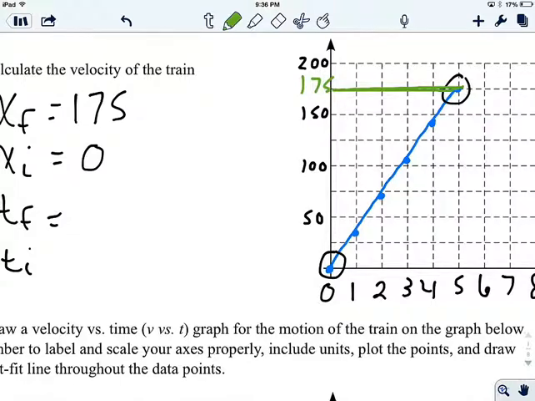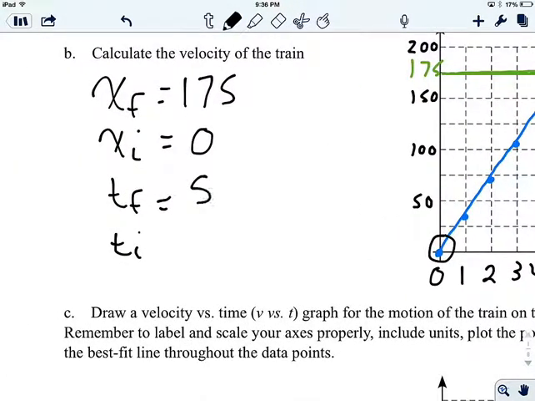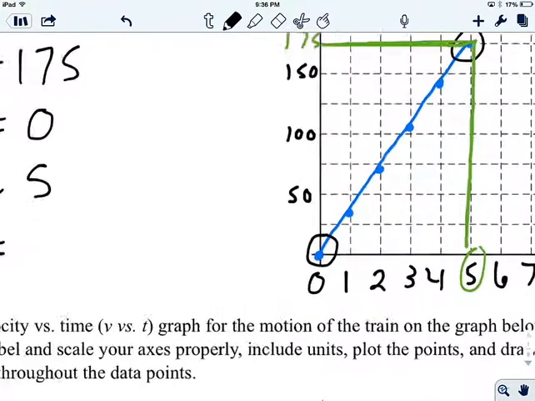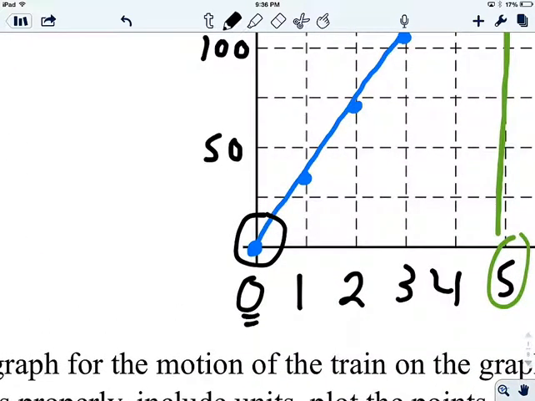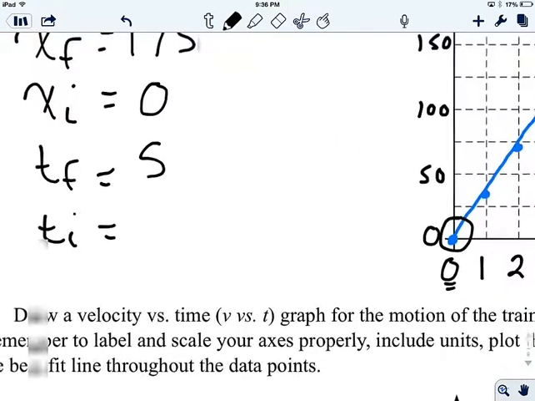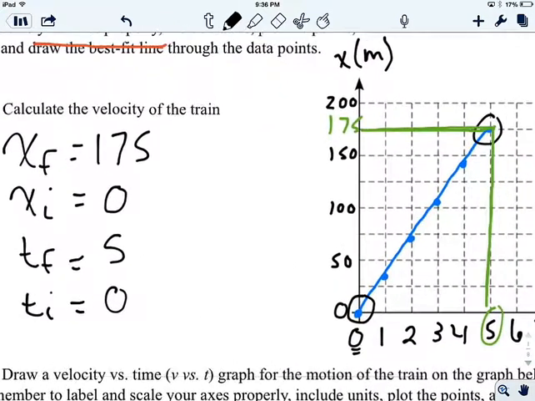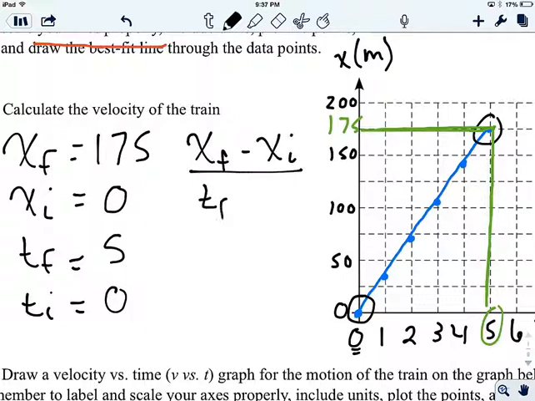Now, it wants my final time, so I'm going to draw that all the way down, and I see my final time was 5. Okay, so 5 is my final time. And I look over here, my initial time again was 0. Should put a 0 here. Look at that. There we go. My initial time is 0. Okay, cool. Now, I'm going to take my XF minus XI divided by TF minus TI.